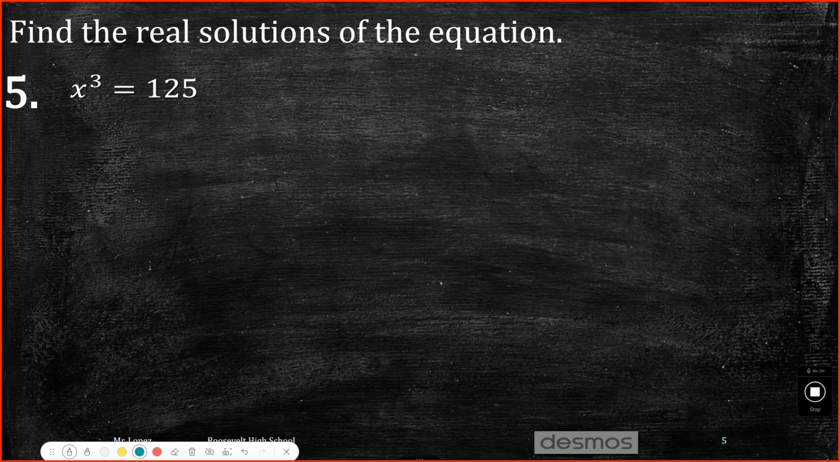Cube root it. And then that cancels this out. Then you get x equals what? Isn't it 5? Because it's odd powered, it would just have one of them, as opposed to if it was even, it would be plus or minus. Here we go. Number 6.